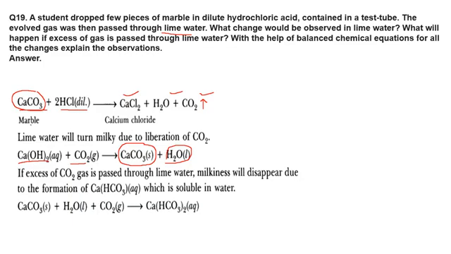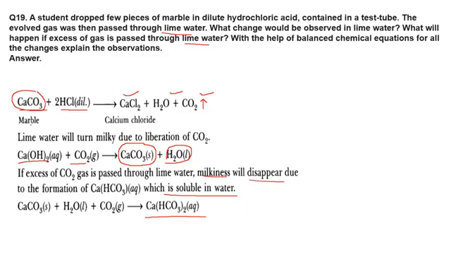Now, what will happen if excess gas is passed through lime water? If you pass excess gas through lime water, it will change into calcium hydrogencarbonate. Instead of calcium carbonate, you will get calcium hydrogencarbonate, which is soluble in water. So the milkiness of the water will disappear.